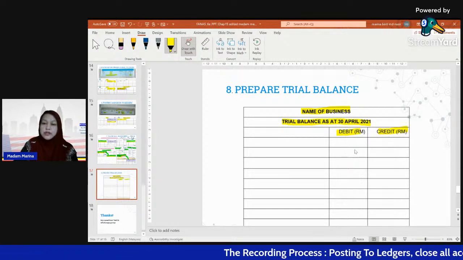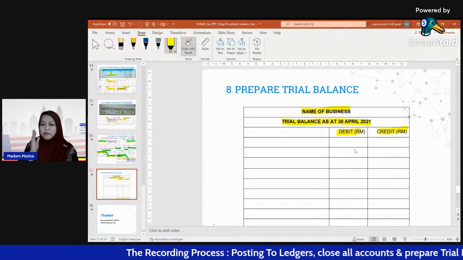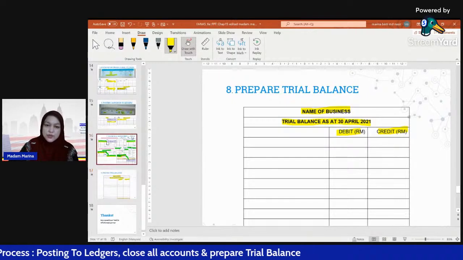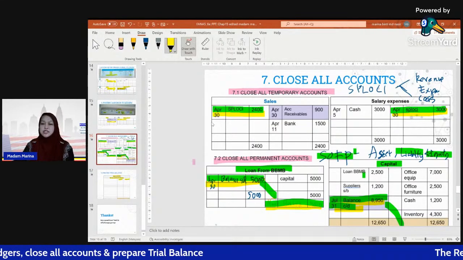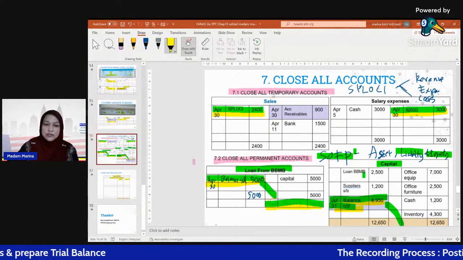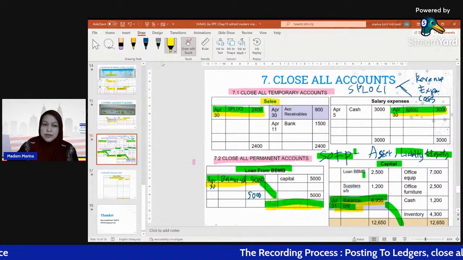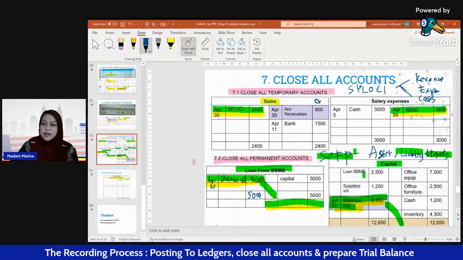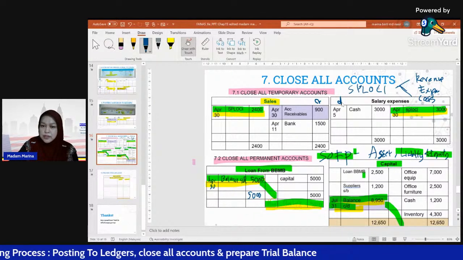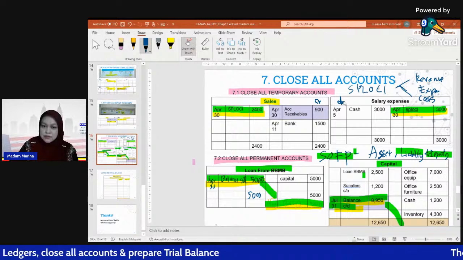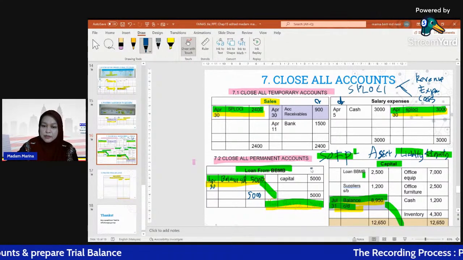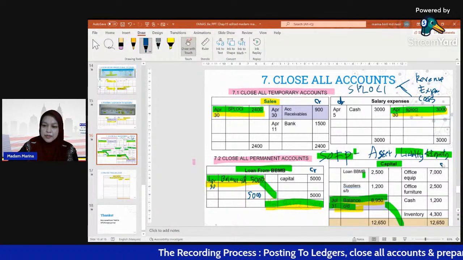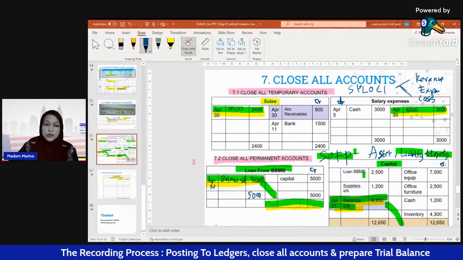Okay, how to record? How do we know that we have to record in the debit column? How do we know we have to record in the credit column? We have to refer to the nature of accounts, to the balance of the account. So account sales berbaki apa? Dia berbaki kredit. Account salary expenses berbaki apa? Berbaki debit, sebab dia expenses. Account loan berbaki kredit, because of liability. Capital berbaki kredit because of equity.